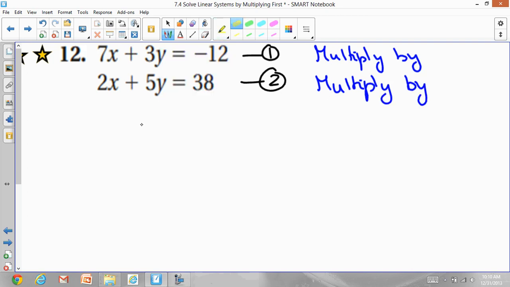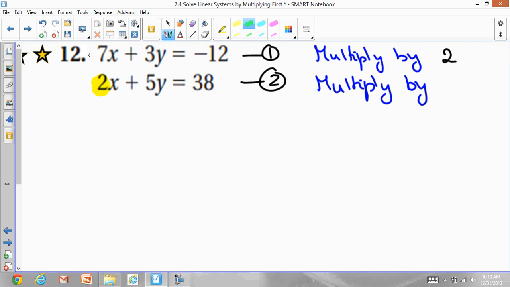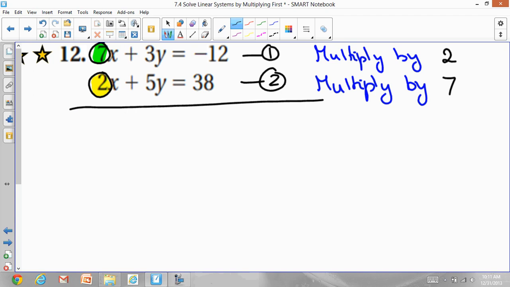So look at the one that I'm going to multiply. The first equation, I'm going to multiply by 2. My second equation, I'm going to multiply by 7. So I'm just going to reverse it and I'm going to multiply. So my first equation I'm multiplying by this 2. My second equation I'm multiplying by the 7. So now I'm going to get a new set of equations.